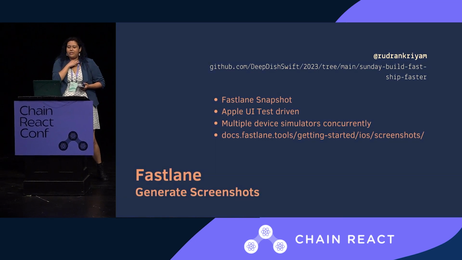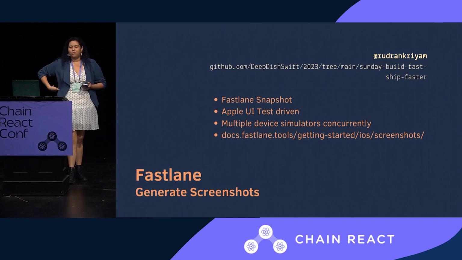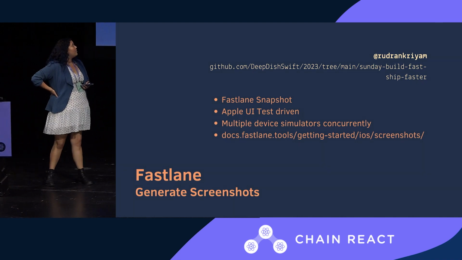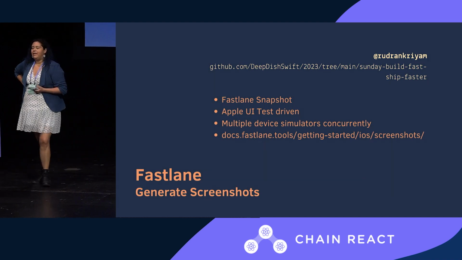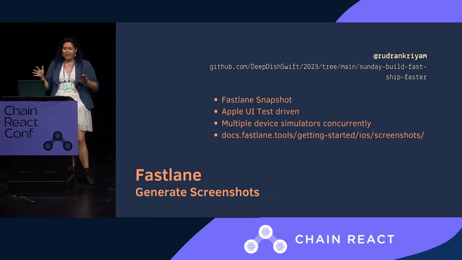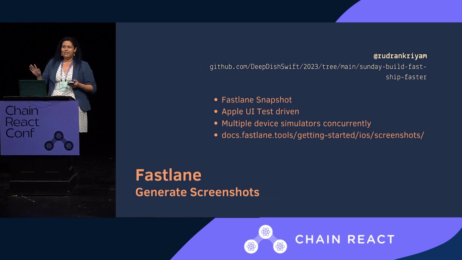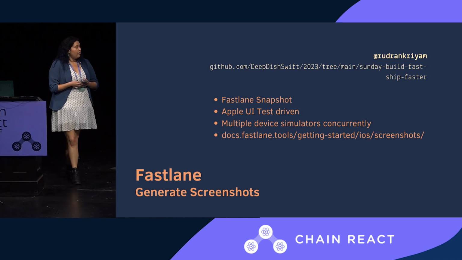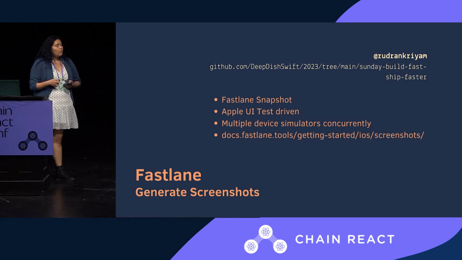I talked about generating screenshots. Hat tip to Ranjak Riam for this. He did a talk at Deep Dish Swift where he talked about how you can do this with Fastlane Snapshot. It's driven with Apple UI and essentially takes snapshots of your UI tests in order to generate them for the app stores. So you can do that dynamically when you're already running your tests. There are some talks on how to get started with that.